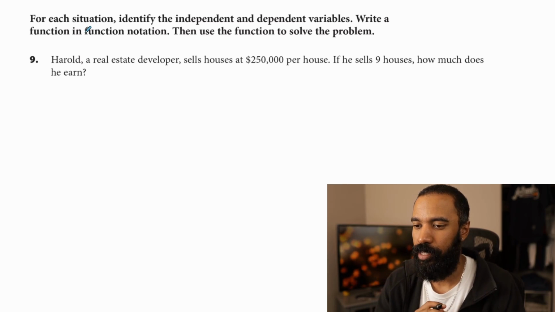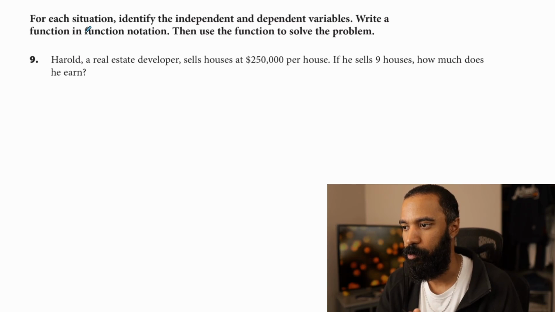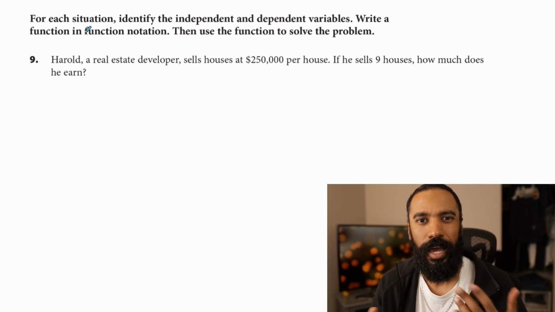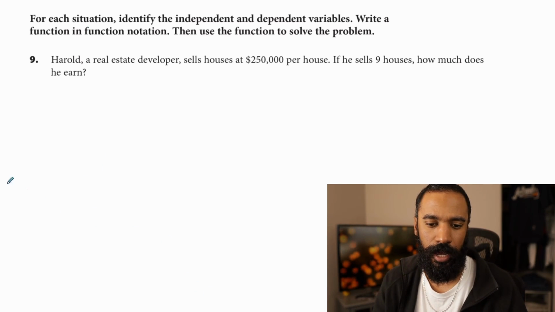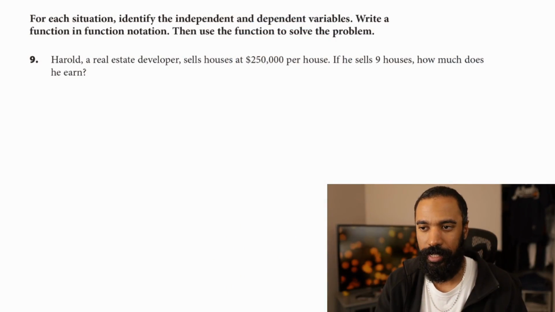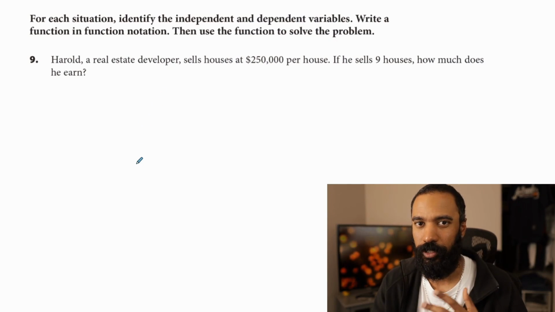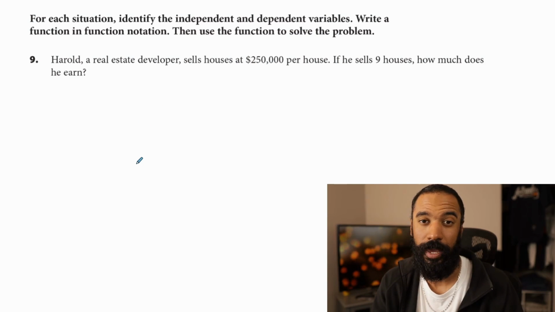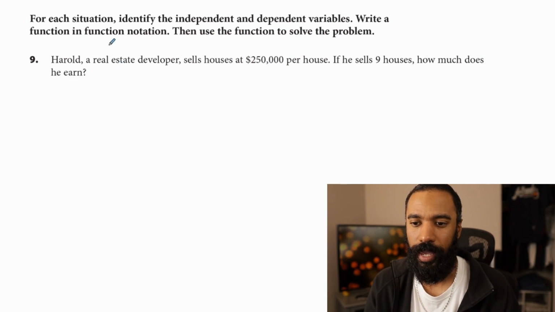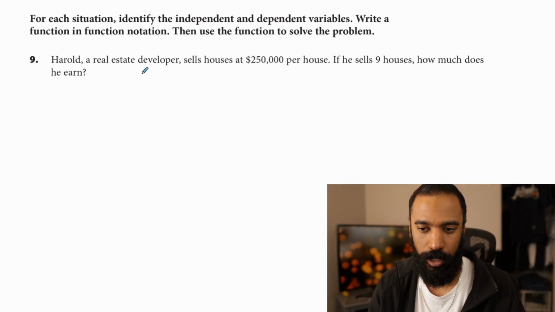Okay, Harold, a real estate developer, sells houses at $250,000 per house. If he sells 9 houses, how much does he earn? I realize I could have probably just done all the odd problems only, and I think you would have gotten the gist. You're probably skipping past this part right now anyway. Skip on to, I think, number 13. Once you hit number 13, it's going to have a different set of problems where you have domain and range. You're still identifying functions. It's making sense, but there's a little bit more context now that we utilize a domain and say what's possible. Okay, Harold sells houses at $250,000 per house.